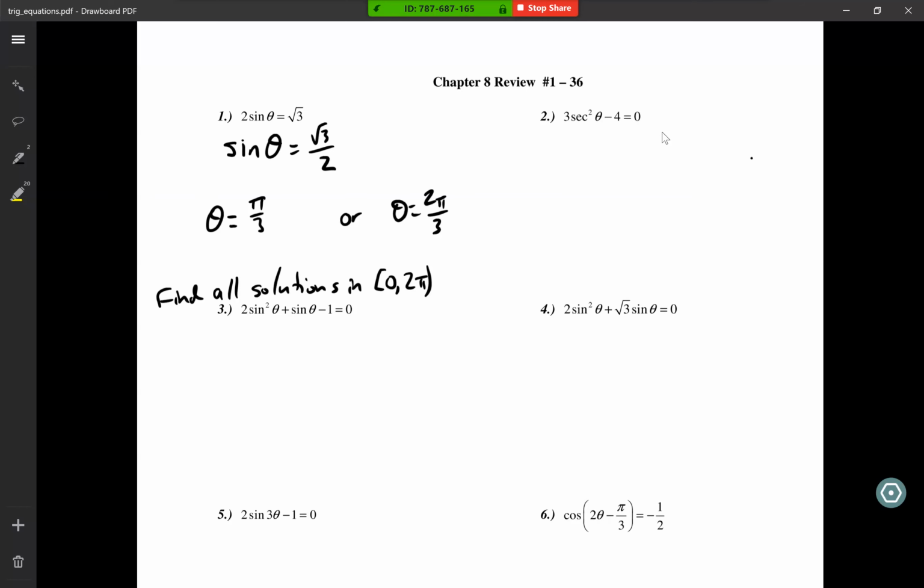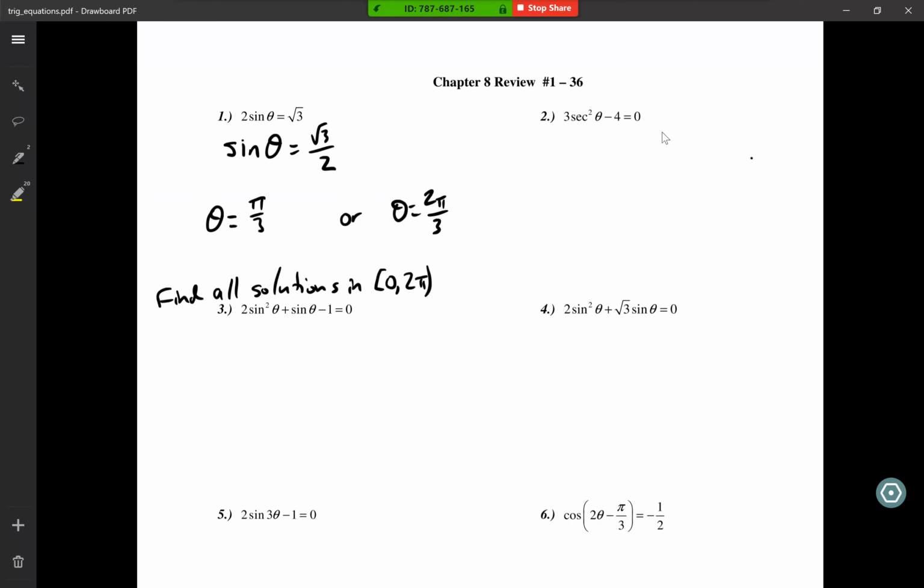Now, in some of the problems, that'll be all you have to do. You're just going to find all the solutions in 0 to 2 pi and be done. In other problems, it's going to ask you to write out a general solution. The way we write out a general solution is using the period of the sine function, or the cosine, or whatever function you're talking about, to be able to write down all of the rest of the solutions.